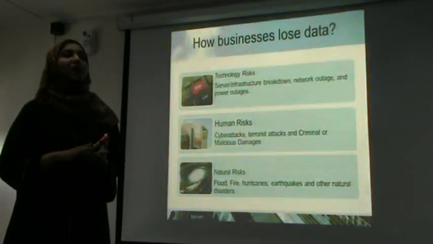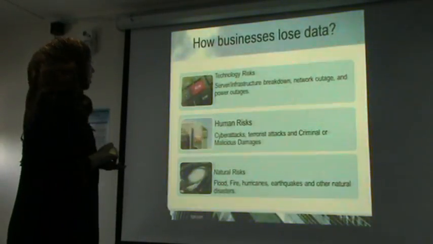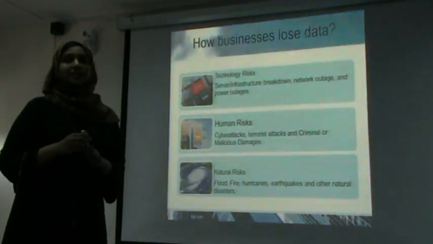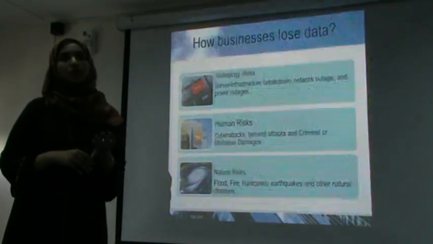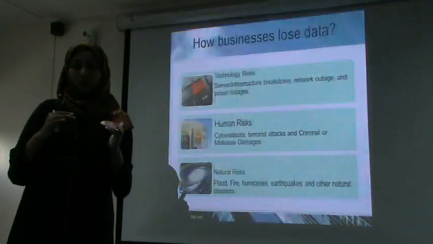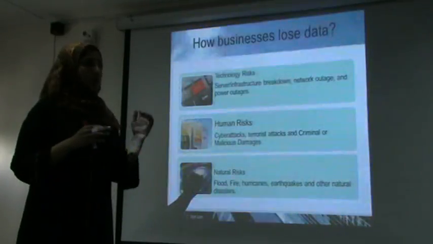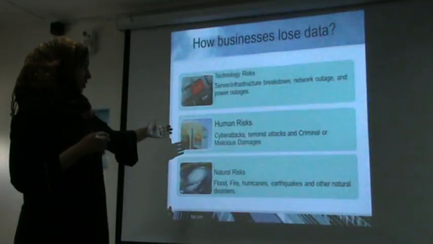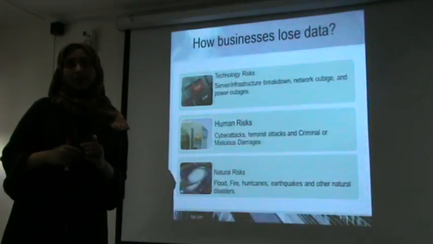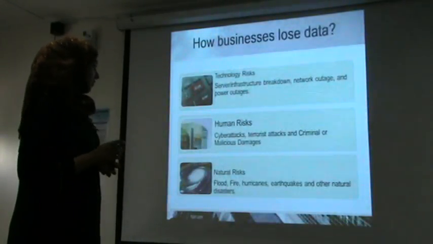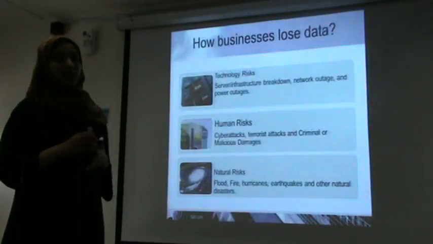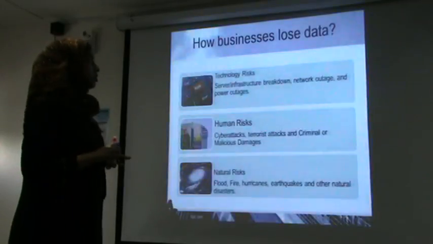So we need to prepare for all this well in advance. Also human risks, as I already mentioned, such as cyber attacks, terrorist attacks and criminal attacks, are caused by humans. We can, to a large extent, reduce this, but we can never know when it's going to happen. It's totally unexpected. And natural risks are flood, fire, hurricanes. It's always a risk in our lives because we never know when nature is going to do what.